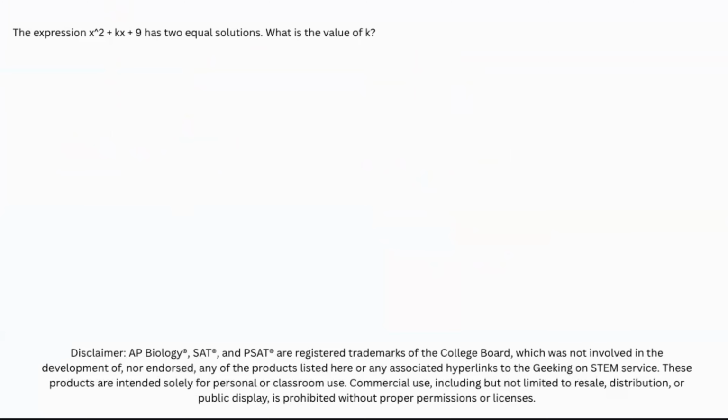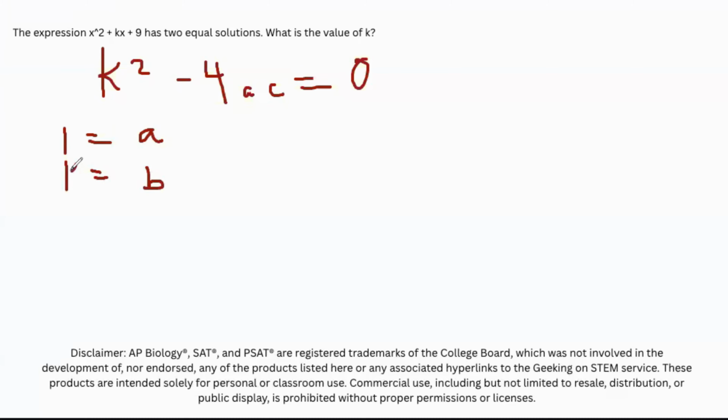Now, going back to this problem, remember there's two equal solutions, so that means that it's equal to 0. So we're going ahead and saying k squared minus 4ac is equal to 0. Noting that 1, which is the variable in front of x squared, is a. And then the value of b is equal to k, because that's the second one. And then you had c, which is the same thing as saying 9.